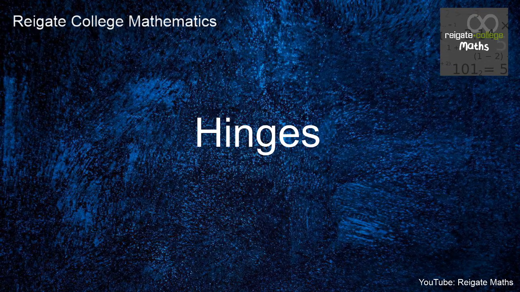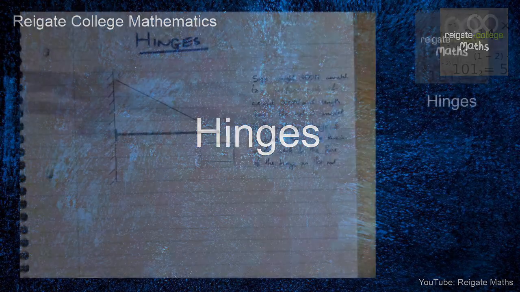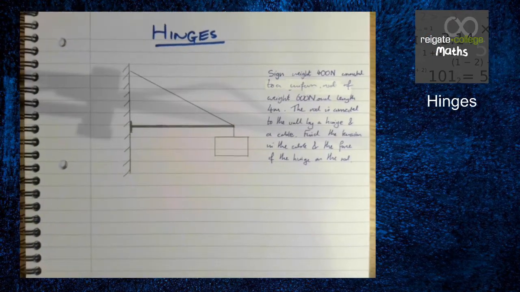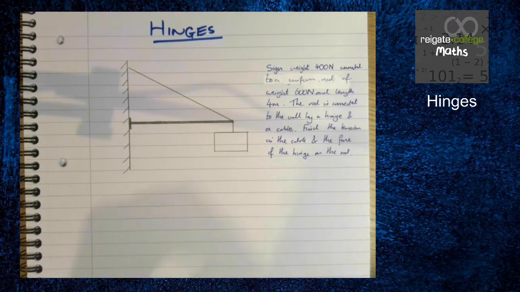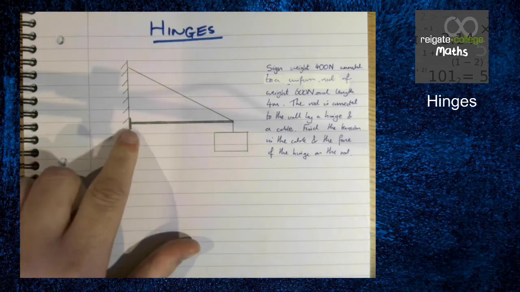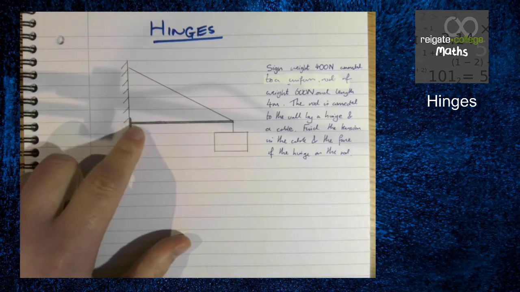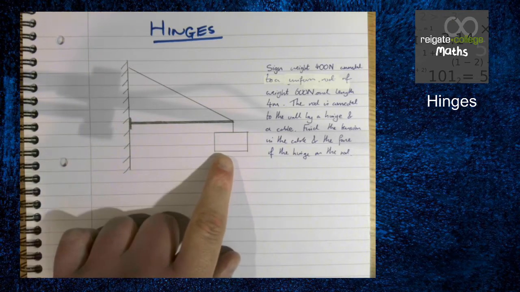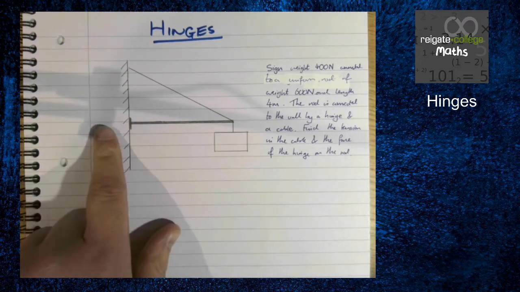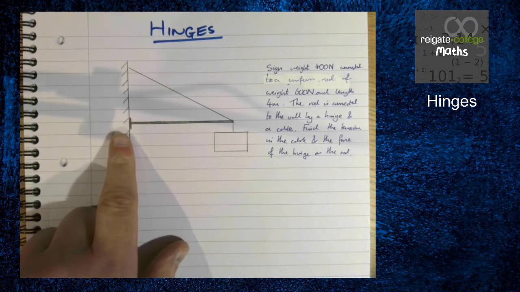So this is building upon a lot of similar ideas from resolving forces and friction, but they work in a very different way. So what are we talking about when we're talking about a hinge question? Well, the main difference between these and some of the questions that we've done in previous videos is what's going on here. In this example, we've got a sign of weight 400 newtons connected to a uniform rod of weight 600 newtons and length 4 meters.